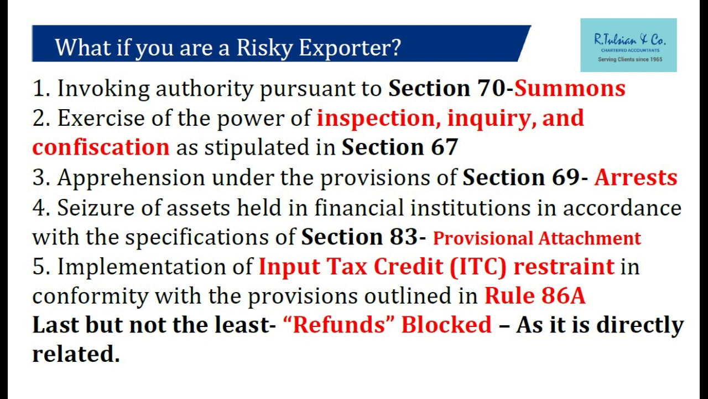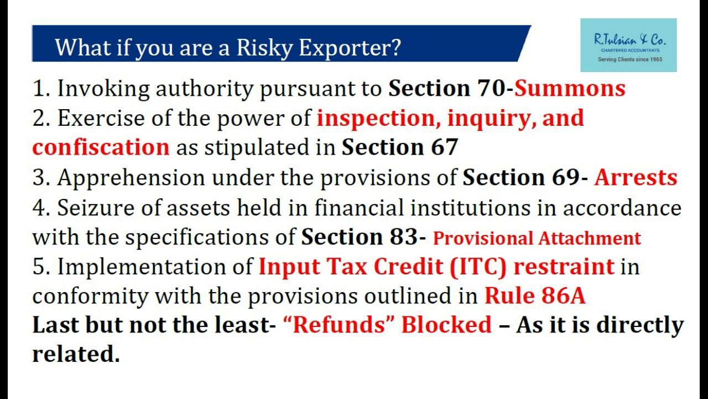That is not all. All these can also happen to us. It is the same thing which we have discussed over the last 2 hours: summons under Section 70, inspection, inquiry and confiscation under 67, arrest under 69. We've discussed all of these. Provisional attachment of bank account under 83, we've discussed this. The draconian rule, blocking of input tax credit for 1 year. All of these things can happen if you are a risky exporter.